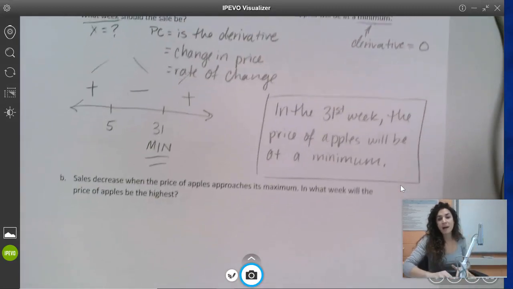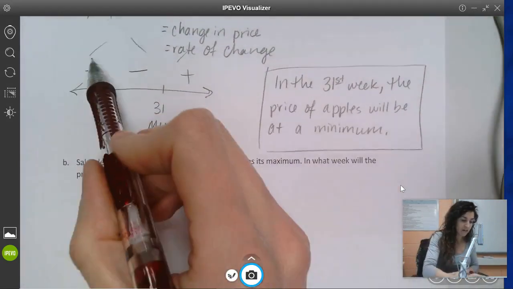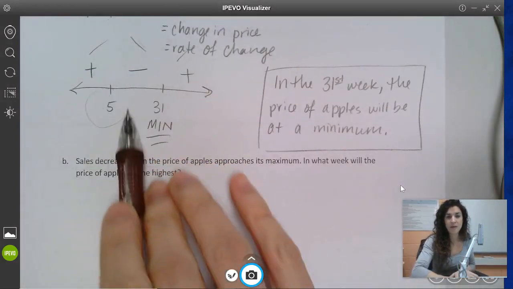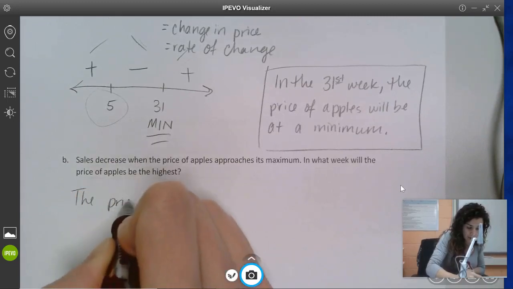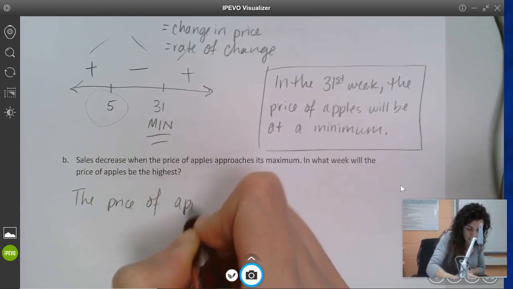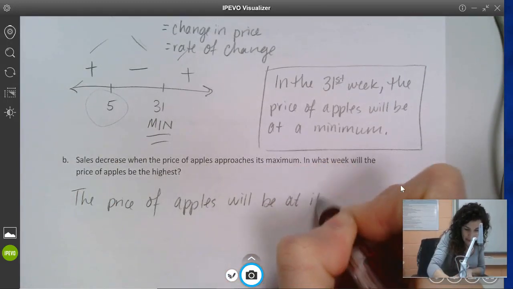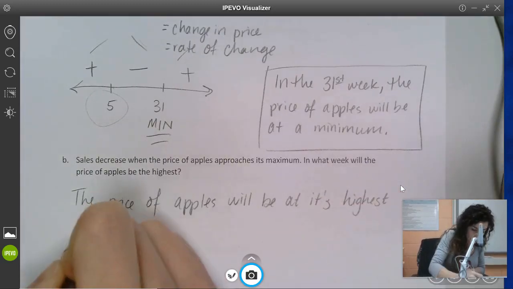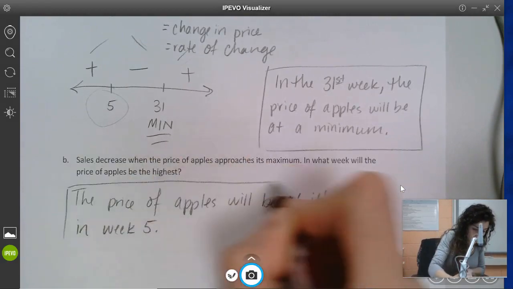Sales decrease when the price of apples approaches its maximum. In what week will the price of apples be at its highest? So maximum is when we have an increase and then a decrease when we set our derivative equal to 0. And so that will be at 5. The price of apples will be at its highest in week 5.